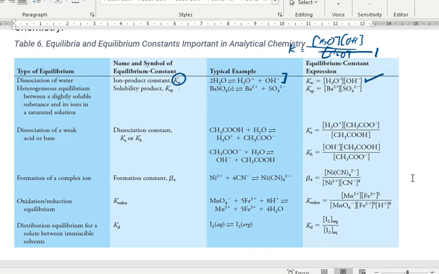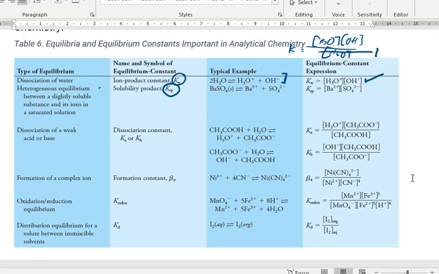Another, we have the solubility product constant. The solubility product constant is for those heterogeneous equilibria between a slightly soluble substance and its ions in a saturated solution. So, these are substances you dissolve in water, but not all of them dissolve.